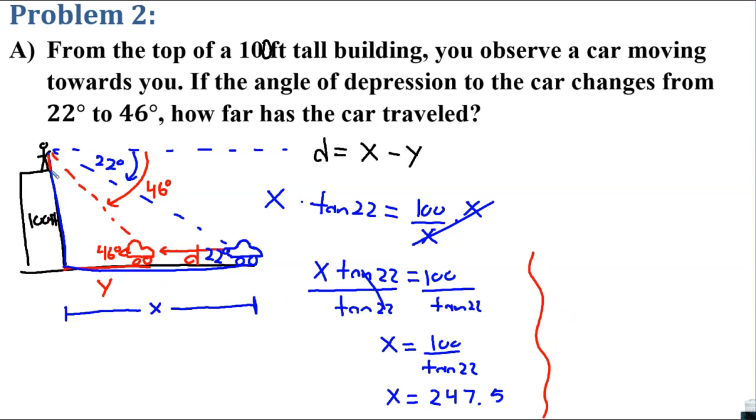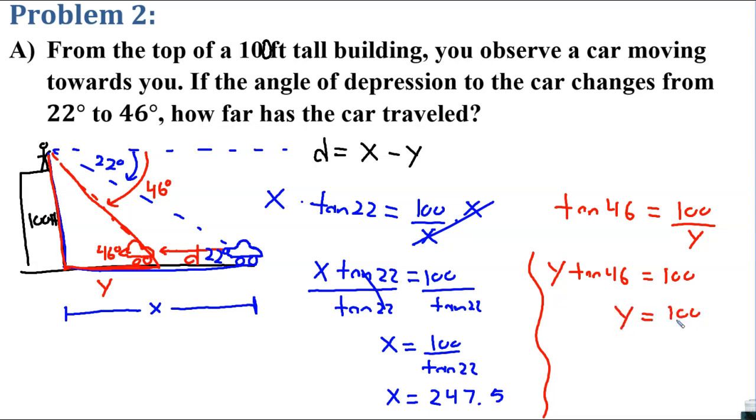Okay, for the Y then, we're looking at the smaller triangle, utilizing the bigger angle, the 46 degrees here. So again, I'm going to say tangent 46 is equal to opposite 100 over the adjacent Y. I'm going to multiply both sides by Y to get Y tan 46 is equal to 100. And I'm going to divide both sides by tan 46, so that'll give me Y is equal to 100 over tan 46. When I plug that in, I end up with Y is equal to 96.6 feet.